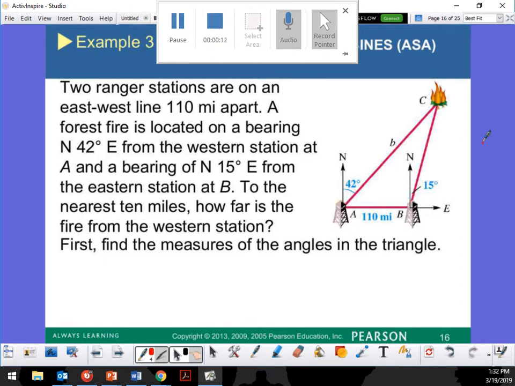So let's take a look at what we got here. We have some work going on. Now these ones right here are in an east-west line, so we have a triangle outlined right here in the pink. From this information I know what angle A is, I know what angle B is, so I can still figure out angle C.